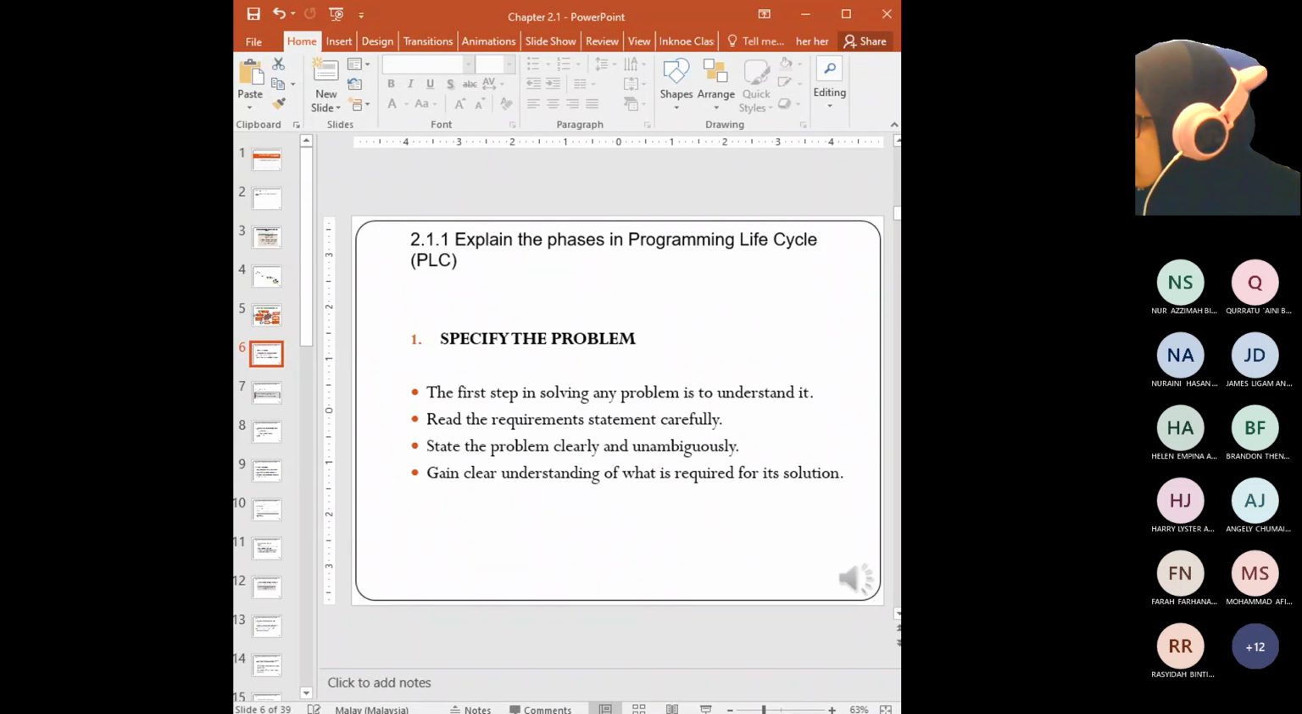Sekejap. Macam ni lah ada call semua. Tak boleh jawab, saya ada kelas.